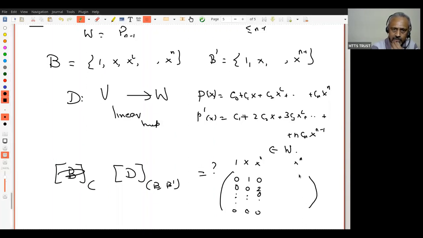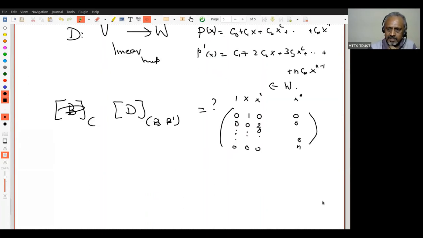Now I have to look at what x power n goes to. The derivative of x power n will be n times x power n minus 1, but that's the last element here. Therefore, that will be 0, 0, 0, and n. Right? This is 0 times 1, 0 times x, 0 times x squared, 0 times x to the power n minus 2, and n times x power n minus 1. You follow that? So you can see this is the matrix. You can write it very nicely if you want. Try to write that.